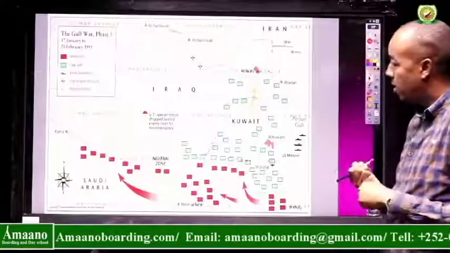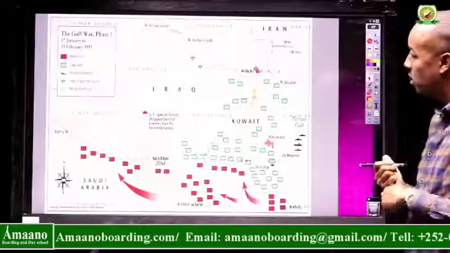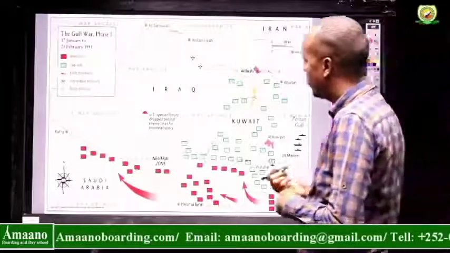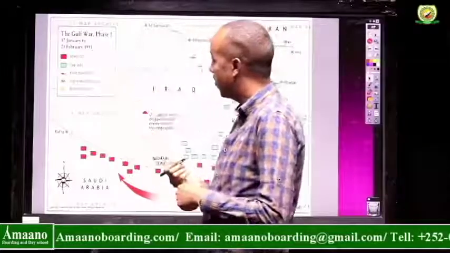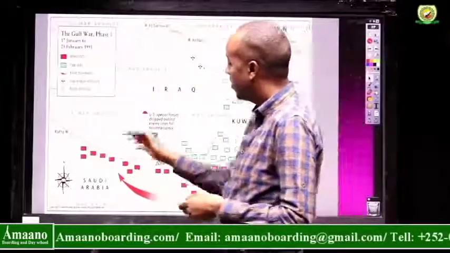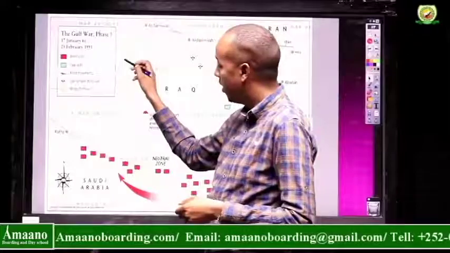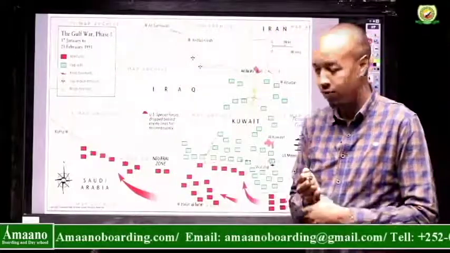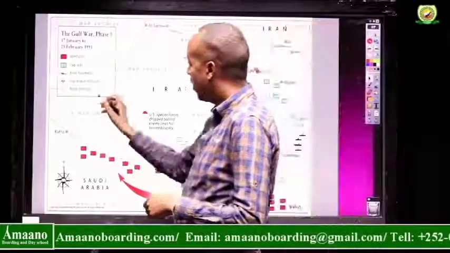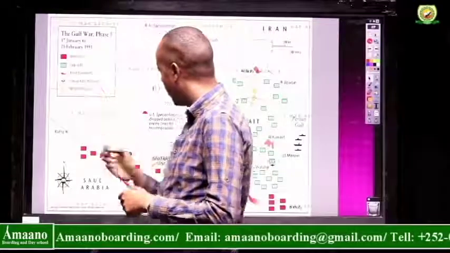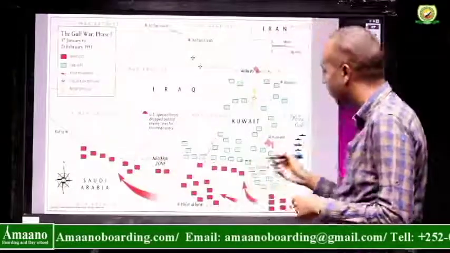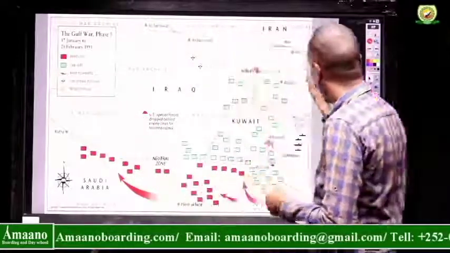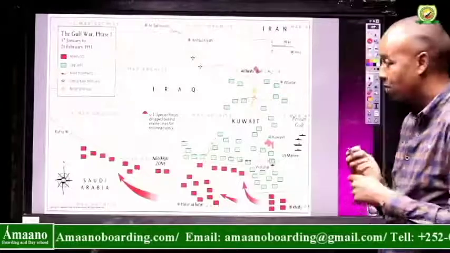So this map is about the Gulf War Phase 1, 17 January to 23rd February 1991. As you can see, the red is the Allied, the green is the Iraqi units, and then the Allied movement. The Allies are those countries that wanted to liberate Kuwait from the occupation of Saddam Hussein. Iraqi air bases were destroyed, as you can see from the map. Bridges were destroyed. So inshallah you will look into it for more.